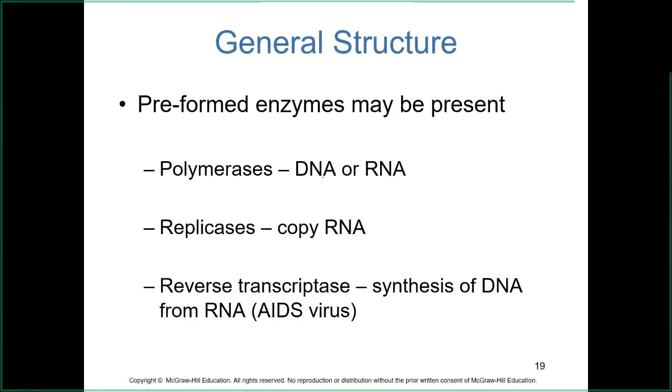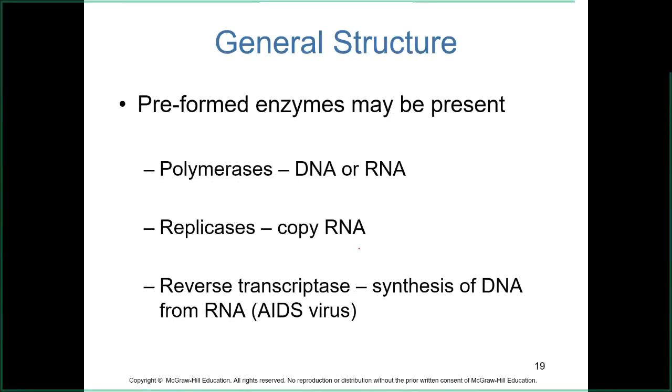So that could be used to take a DNA template and use it to make some RNA. It could be used to take an RNA template and make DNA from it. So there's those transcriptases and so forth. Those are types of polymerases. And then we have replicases. So if you've got a piece of RNA and you want to make an exact copy of that same piece of RNA, you can use a replicase.